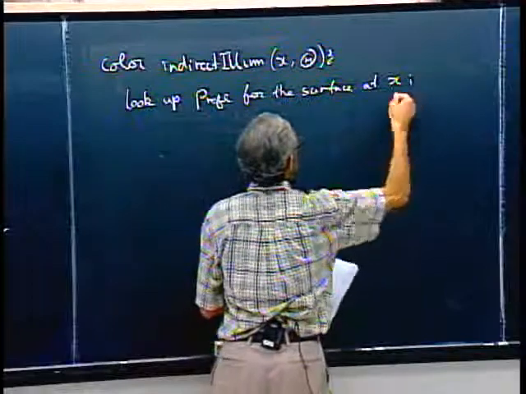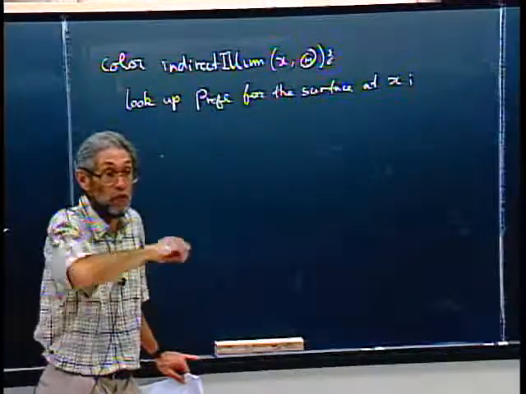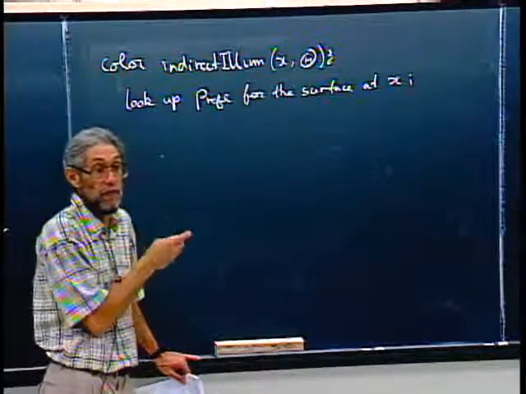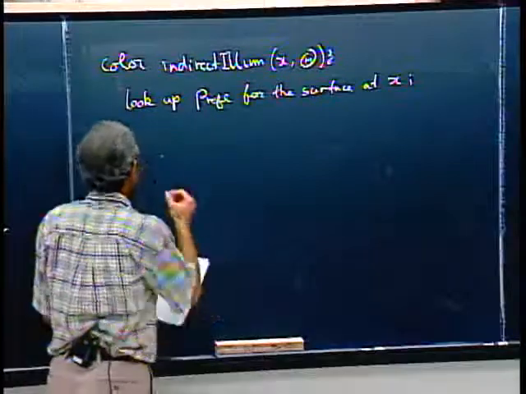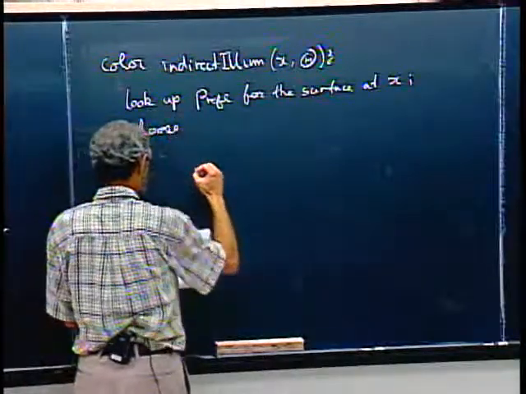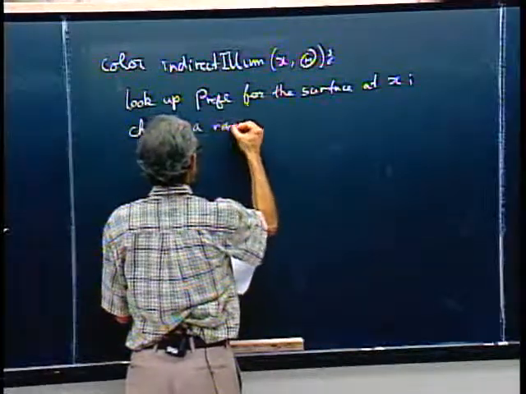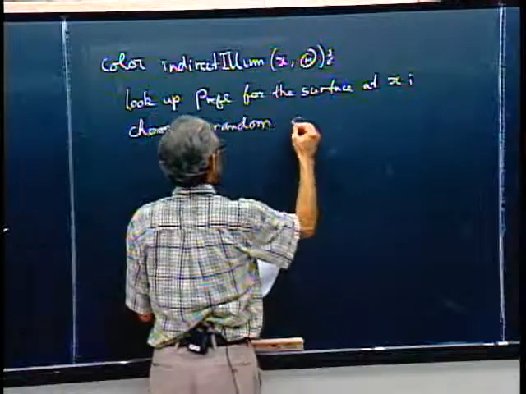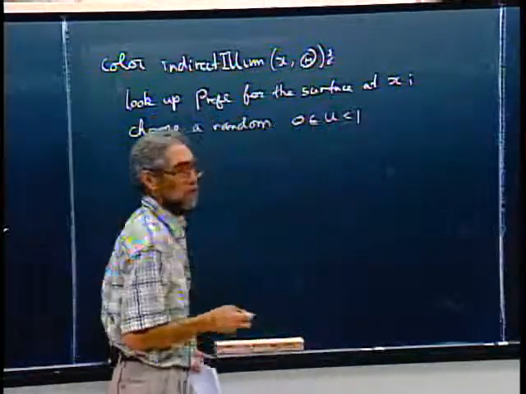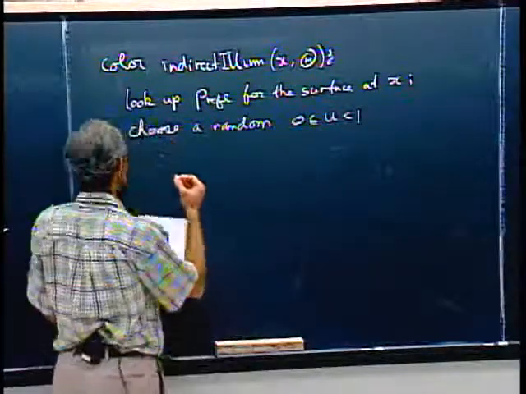Right, so it's supposed to say they could always be the same, in which case you didn't have to look it up, or it could be a surface property like this hemispherical reflectance, which I proposed as a way to make this efficient. And then choose a random u in the interval 0 less than or equal to u less than 1. That's going to be for the purpose of doing the Russian roulette.